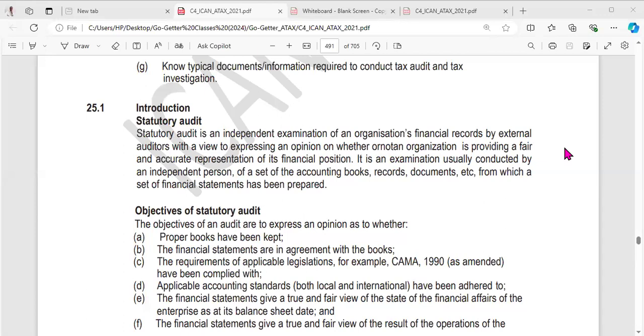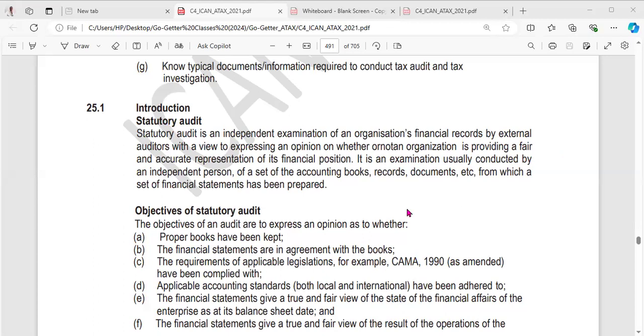So they are going to be looking at the accounting books, the underlying records that are used to prepare the financial statement, to see whether they are following the rules set by the regulatory bodies, whether they are preparing the accounts in the right way, whether the right principles have been followed, whether there is material misstatement and all that.